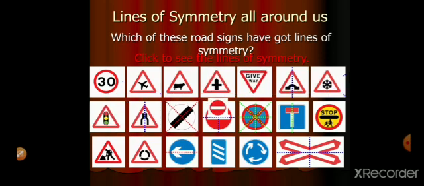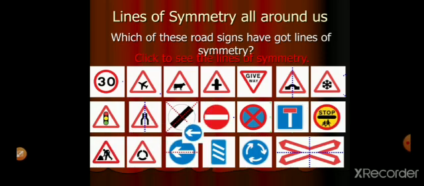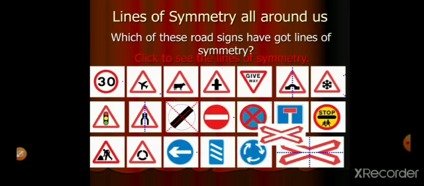Let's see. So try to find which of these road signs have a line of symmetry. Some have, and there are some which have no line of symmetry. If you try to divide them, then you can find the line of symmetry. Next, line symmetry.